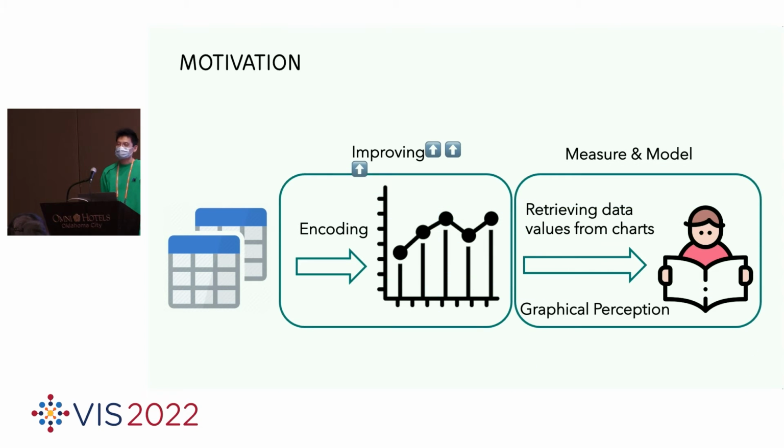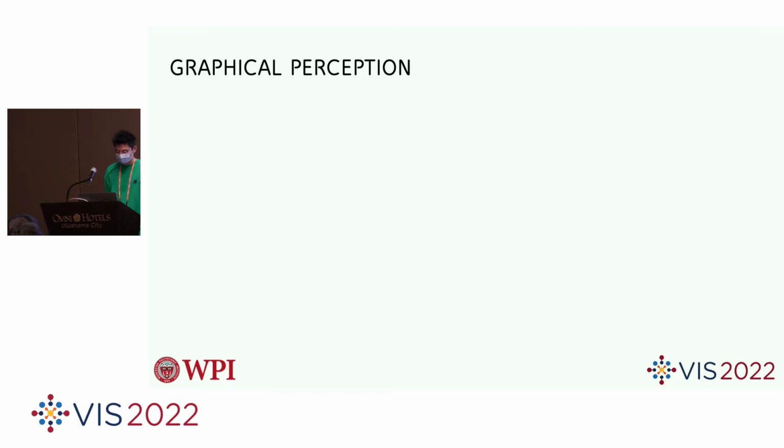A lot of research has been done on improving the expressiveness of the charts, and a lot of studies have been done on measuring and modeling how well people can retrieve data values from data visualizations. However, not much research has been done on improving the performance of graphical perception. Graphical perception is a fundamental topic in data visualization research.